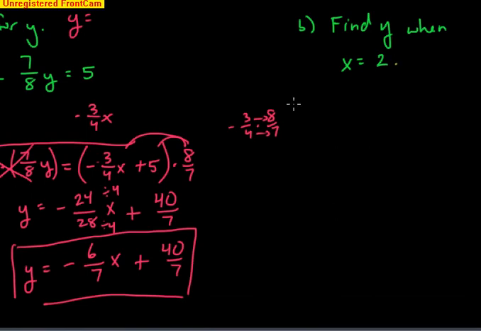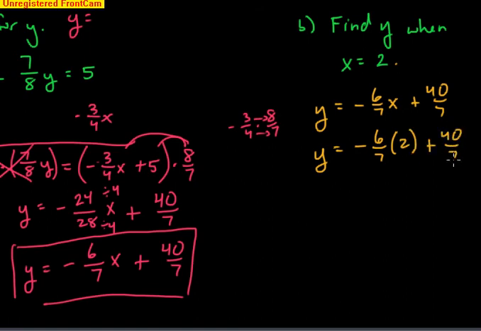Now I'm going to scoot it over and we'll do a part B as well. So the next part now says find y when x equals 2. So here's this equation we just created. y equals negative 6/7 x plus 40 over 7. Don't use the original, use this one. And now, let x be 2.